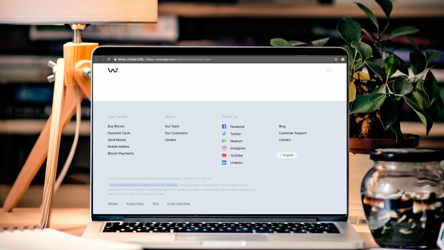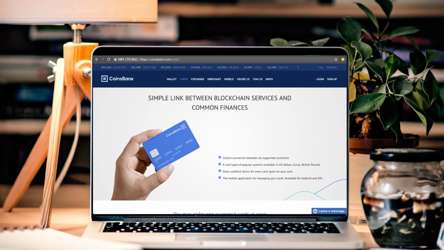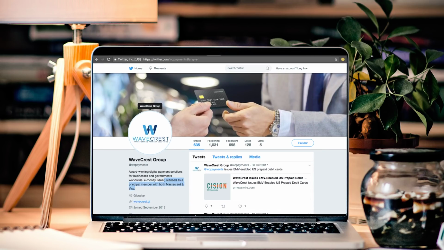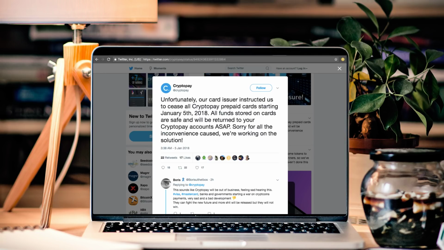So now it's interesting because WaveCrest had a lot of companies because they were, and if you look at their site here, licensed as a principal member with both MasterCard and Visa. Now that was a huge green light for a lot of companies that were going directly to them. So again, this is an ongoing story and we'll have to check this out.